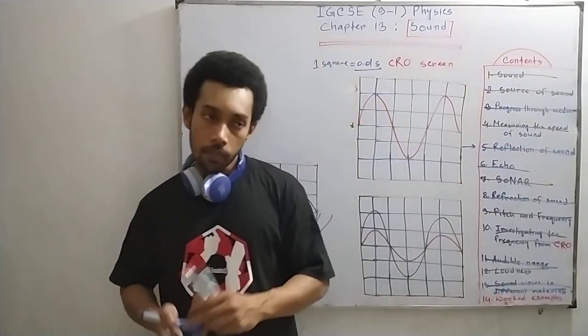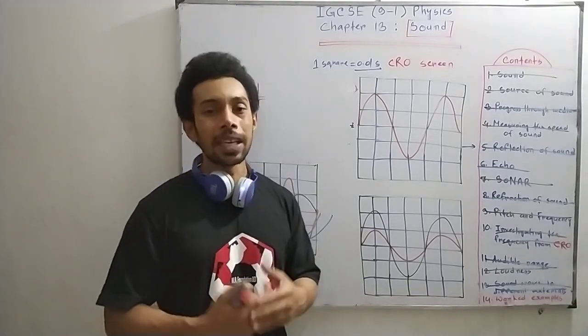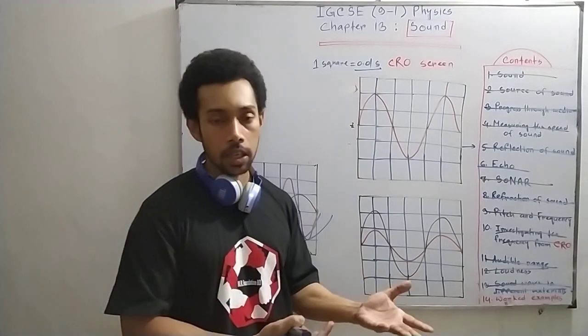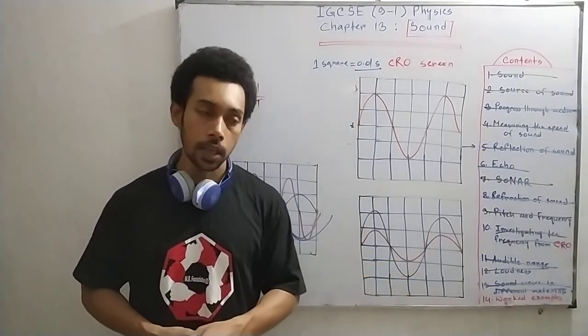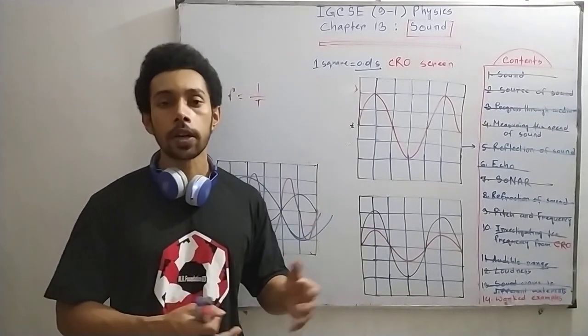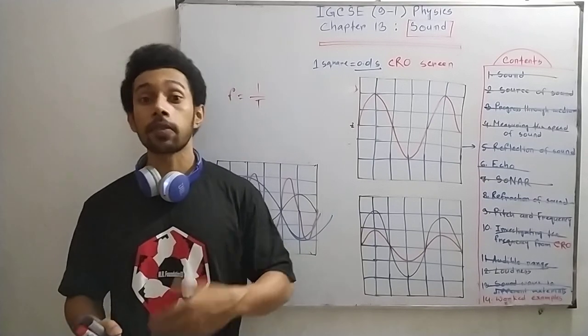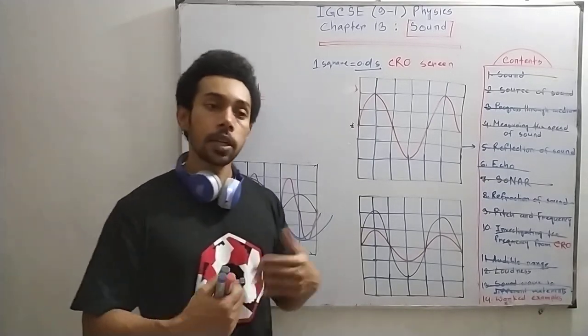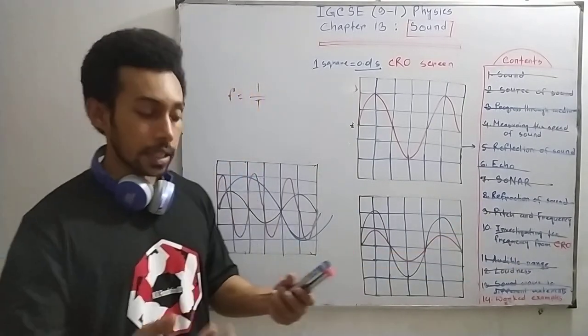Another thing, the speed of sound. Okay, the speed of sound increases with increase in density of the medium. For example, the speed of sound in air is about 340 meters per second, and the speed of sound in water is about 1500 meters per second. The speed of sound in steel is about 5000 meters per second. Okay, so speed of sound increases with increase in density.